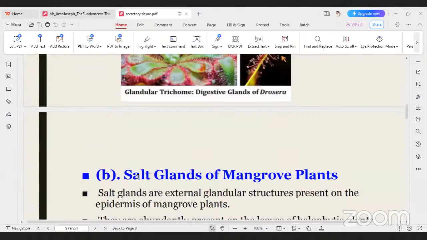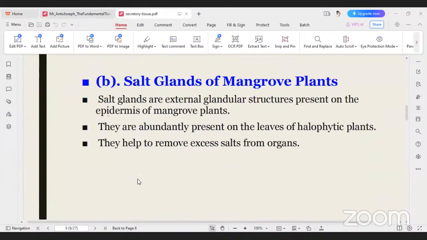So next one, salt gland of mangrove plants. The salt glands are also external glandular structures present on the epidermis of mangrove plants. Already told you most of these glandular hairs come from the epidermal region. They are abundantly present on leaves of the halophytic plants. The function of salt gland is to remove the excessive salt from the organs, as it is present in the halophytes, that is, in saline water.